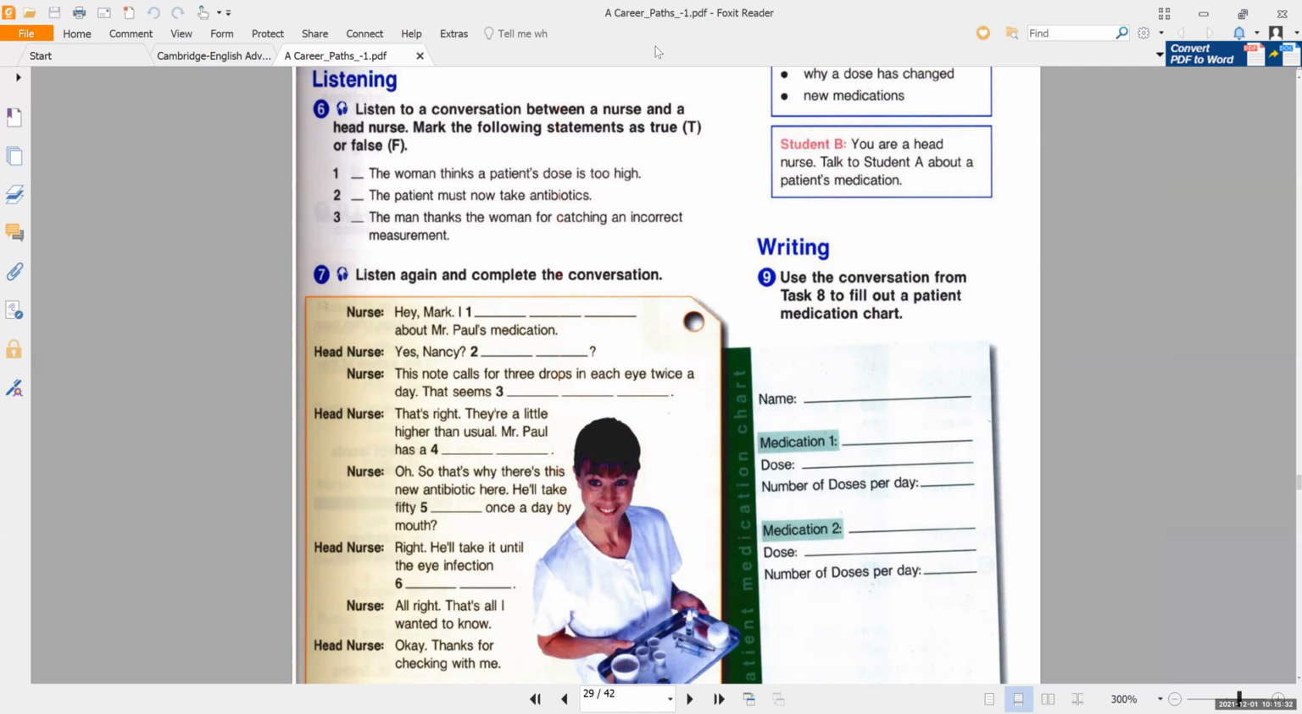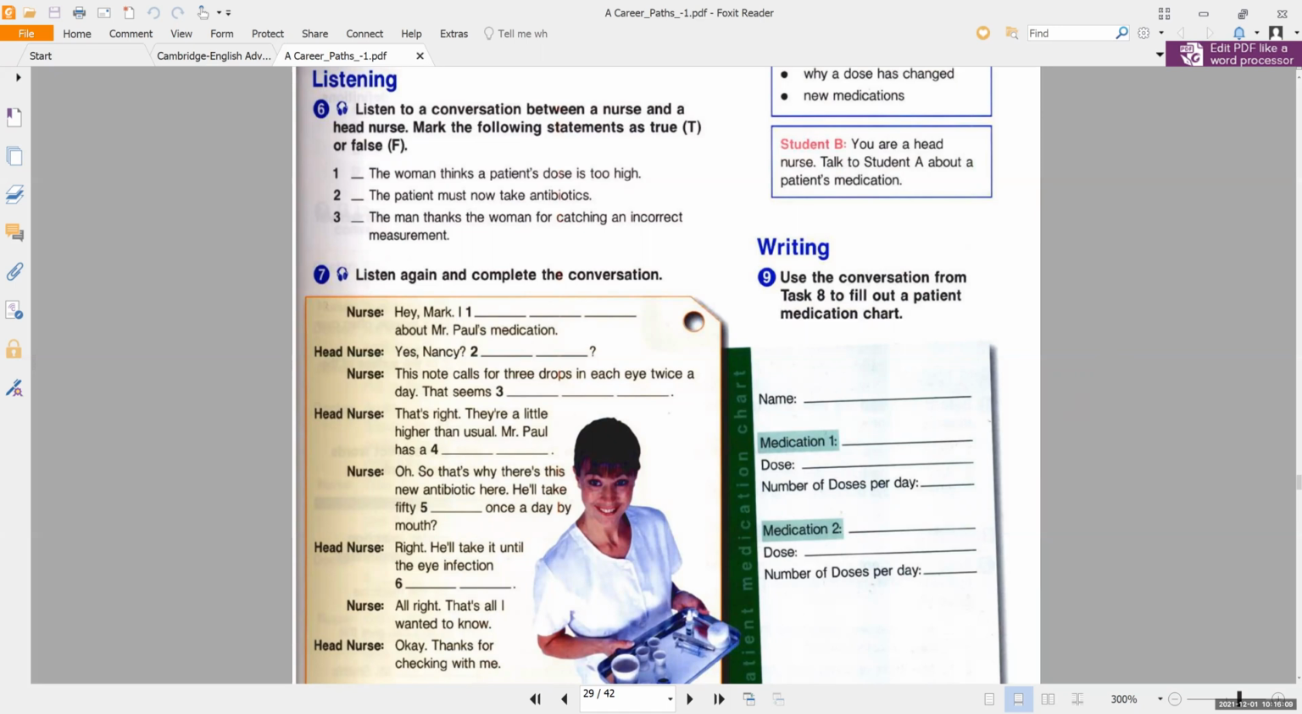Exercises 6 and 7, page 27. Hey, Mark, I have a question about Mr. Paul's medication. Yes, Nancy? What's up? This note calls for 3 drops in each eye twice a day. That seems a little high. That's right. They're a little higher than usual. Mr. Paul has a bad infection. Oh, so that's why there's this new antibiotic here. He'll take 50 milligrams once a day by mouth. Right. He'll take it until the eye infection goes away. All right. That's all I wanted to know. Okay. Thanks for checking with me.